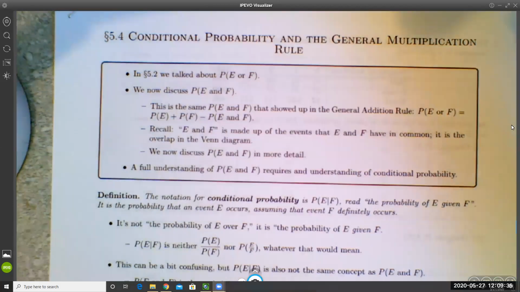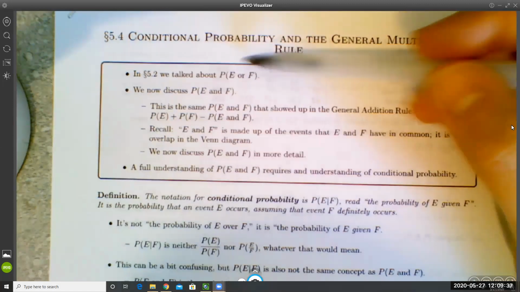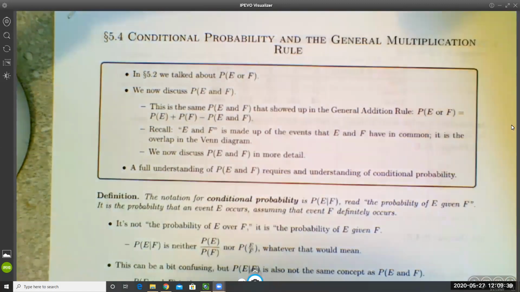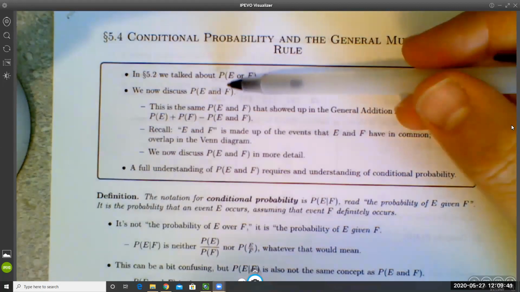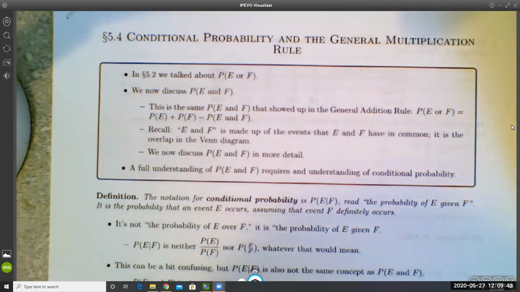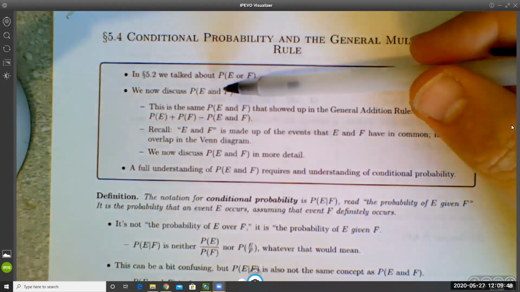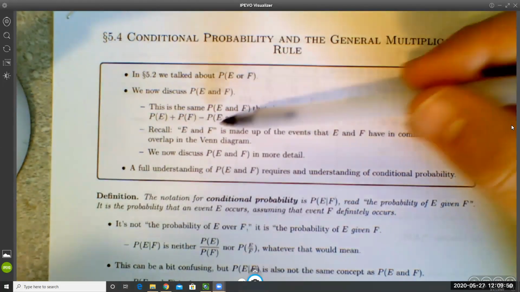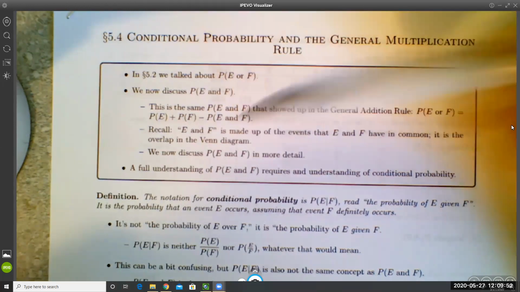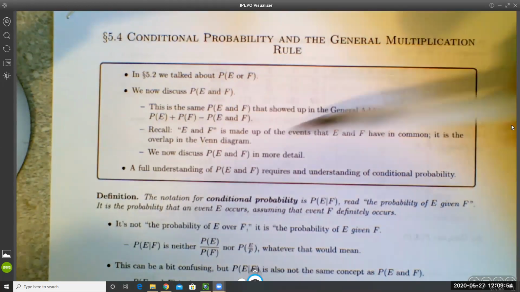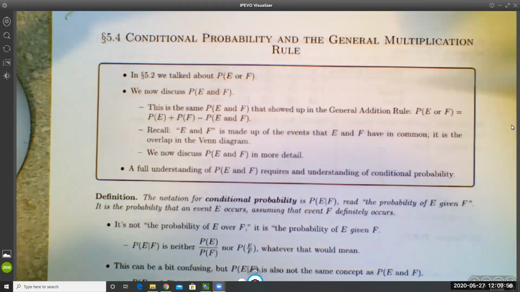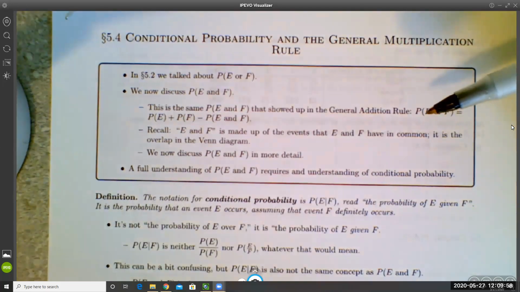In 5.2 we talked about probability of E or F. In 5.3 and 5.4 we're going to be talking about probability of E and F. Okay. This is the same probability of E and F that showed up in the general addition rule when we were talking about probability of E or F in 5.2, right? So we're just going to talk about that idea in a little bit more detail.